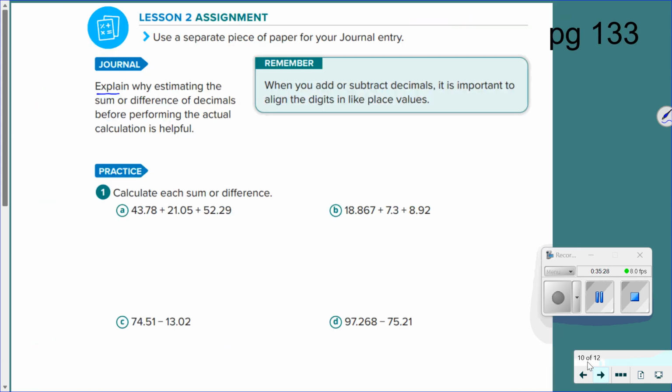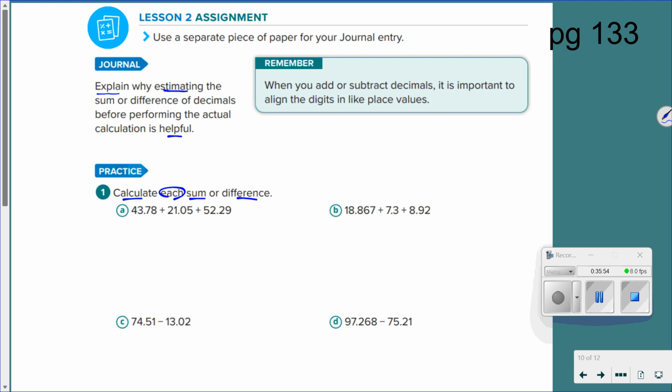Go to your homework, page 133. Our first part, our journal entry, explain why estimating is helpful. So you should have a lot of different examples already for how it can be helpful for you. Guys, please be quiet because this is on the recording. Right now, you are listening to corrections.